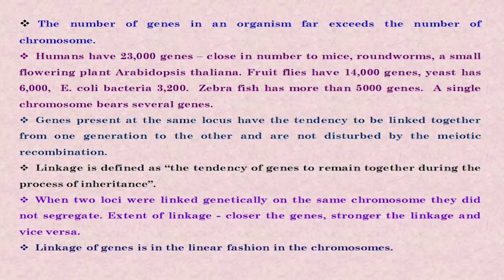So a single chromosome bears several genes. You already know the genes are arranged in a linear manner, in a beaded structure in the chromosome, because you can see the chromosomes inside the nucleus, isn't it? After the genetic information is transcribed, it comes through the nuclear pore to the region of protein synthesis, that is to the ribosome.